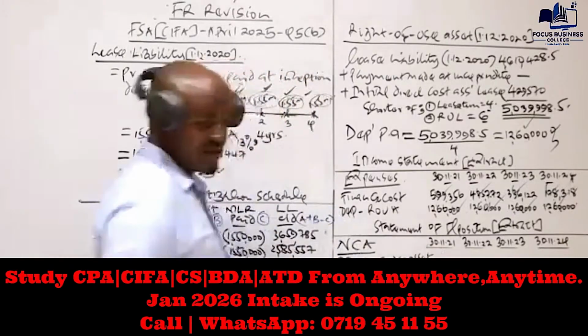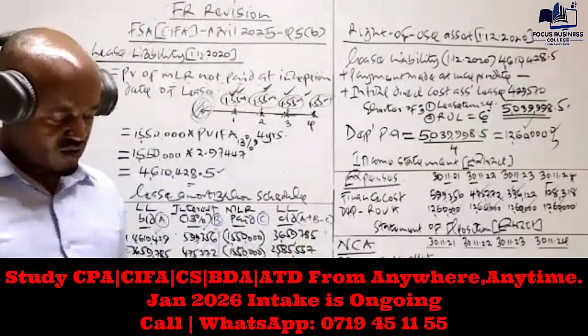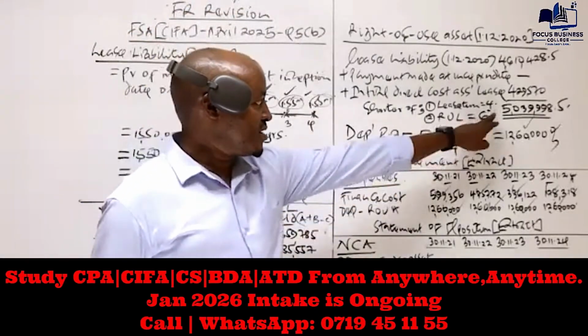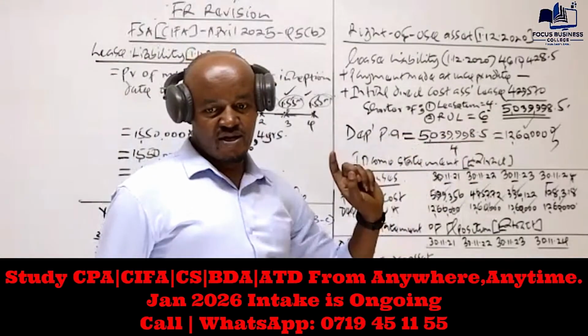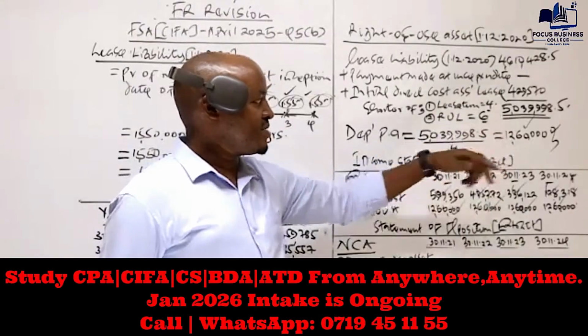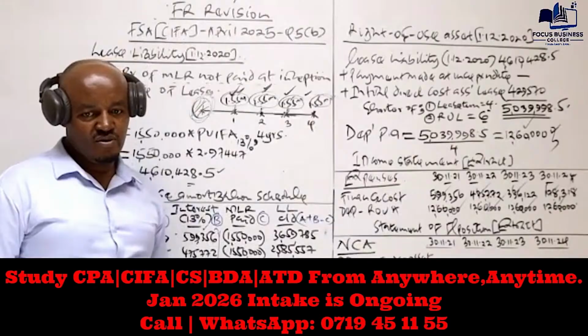The right of use asset. Now the right of use asset, we recognize it here at the net book value. So to compute the net book value for the right of use asset, we will take the cost, this one, and then we less depreciation for year 1. When it comes to year 2, we take this one minus depreciation for how many years? For year 2.